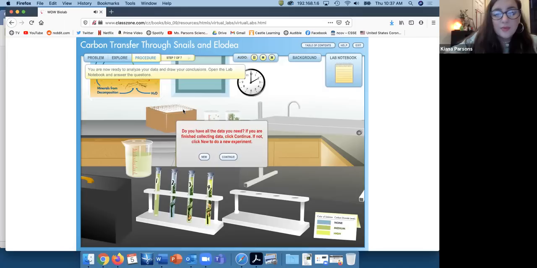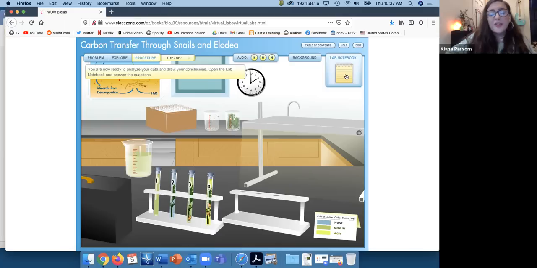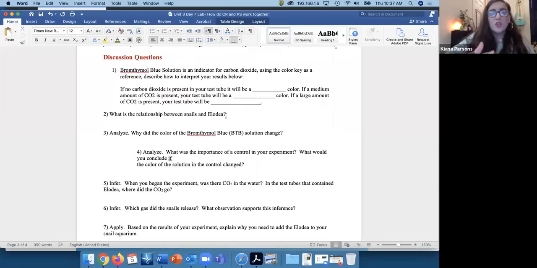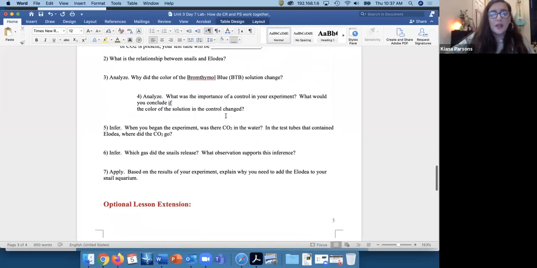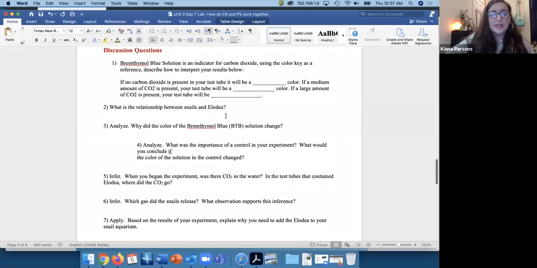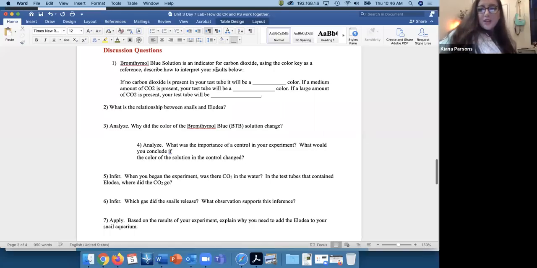You are now ready to analyze your data and draw your conclusions. Open the lab notebook and answer the questions. So now you would also get the option to do a different version of the experiment, but you're not going to be able to do that because you only have access to me doing the experiment. So let's go ahead and look at your conclusion questions, but you should be able to answer all of these 7 questions on your own. So please go ahead and pause the video, and then I'll go over them generally once you're done answering the questions.